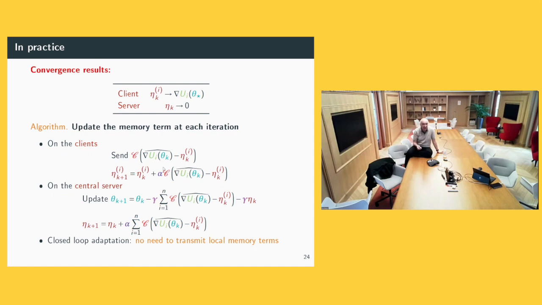Okay, I will explain. So what you do on each client, you compute the mini-batch gradient minus eta_k^i, and you compress it with this compressor.